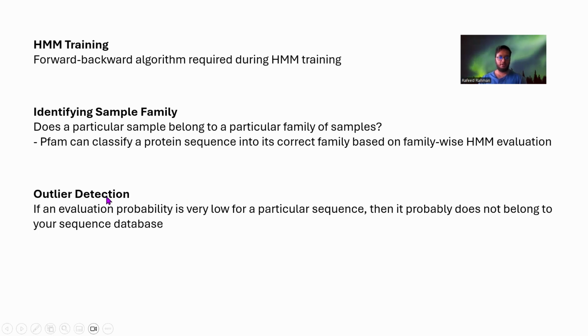Another thing is outlier detection. For example, if you have a sequence database and you have constructed an HMM model based on that database, and suppose a new sequence comes in, you can use that HMM model to evaluate that sequence of observations, and based on the probability you can decide whether it is an outlier or not. If the probability is very, very small, probably it is an outlier and it doesn't belong to the sequence database. So those are a few applications of the evaluation problem.